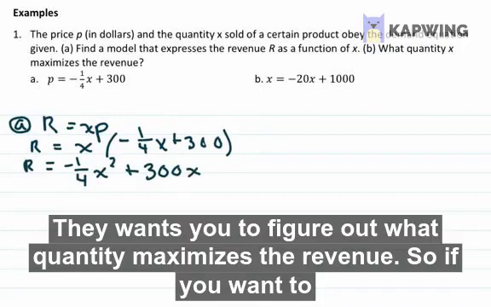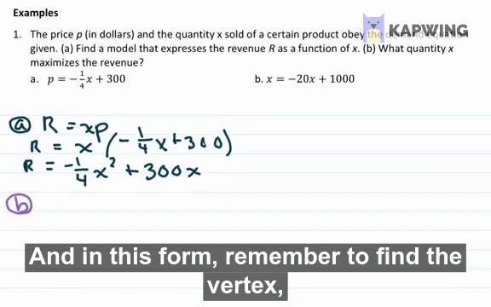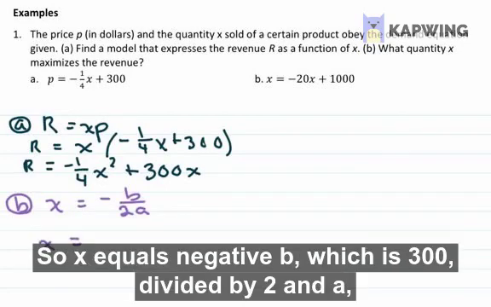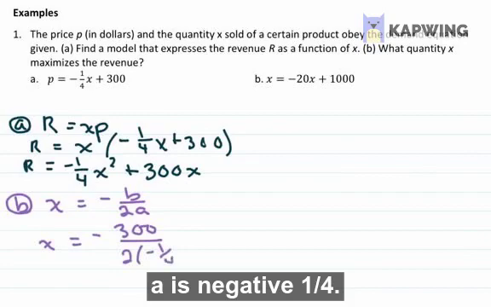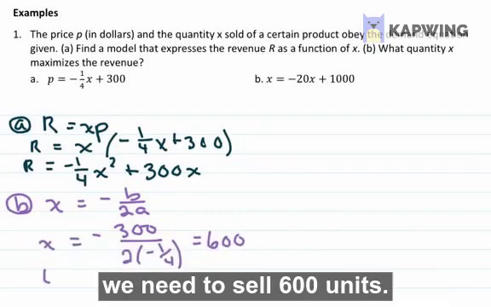So for part B, they want you to figure out what quantity maximizes the revenue. So if you want to find the maximum of something, you're really looking for the vertex. And in this form, remember to find the vertex, we use the equation X equals negative B over 2A. So all we have to do is plug all these in. So X equals negative B, which is 300, divided by 2 and A is negative 1/4. So if we simplify this, we end up getting 600. So if we want to maximize the revenue, we need to sell 600 units.